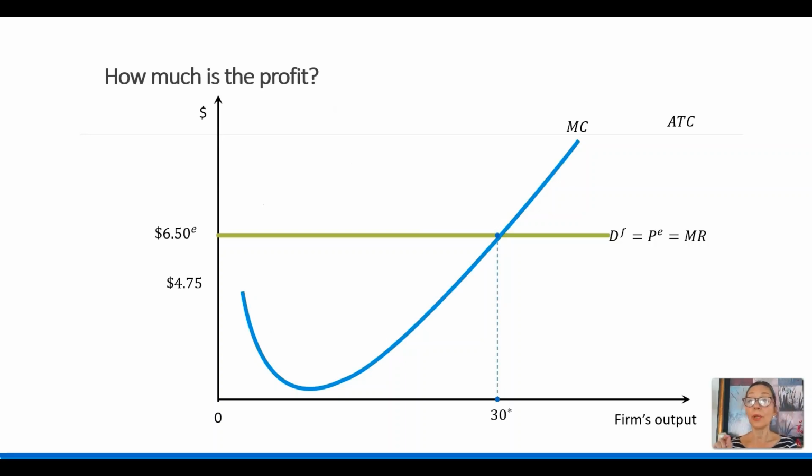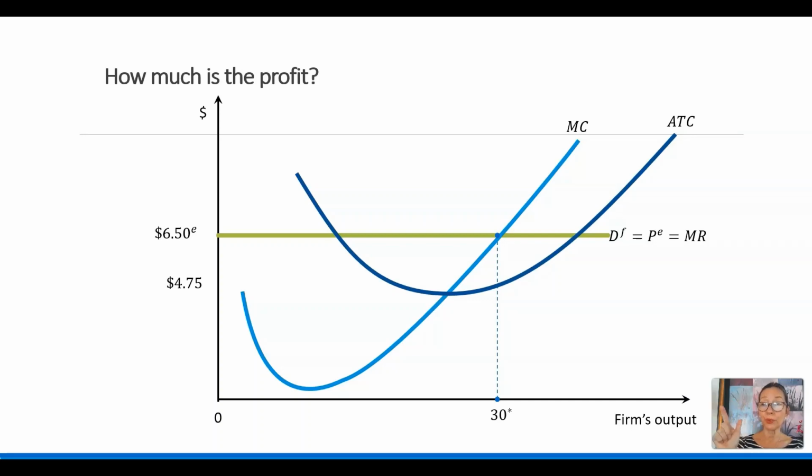Okay, so now we know how much to produce. We know we have to produce 30 plates of enchiladas to maximize our profit. But we still haven't found our profit. And now we're going to look at how do we find profit. Okay, well, we have to put in our cost per unit. Recall that average total cost means our per unit cost. Now we want to know what is our per unit cost per plate of enchiladas. And we need to draw that in.